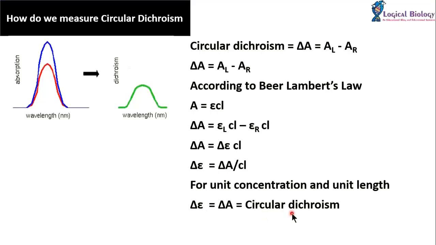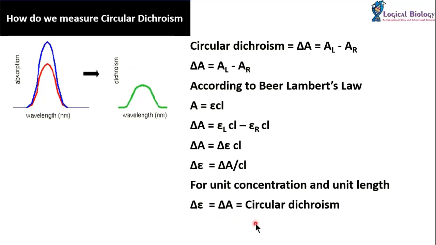So the circular dichroism can be measured as the difference between the absorbance of left and right-handed light, as well as the difference between the molar extinction coefficient for left-handed and right-handed light. So it is very simple. If the absorbance for left-handed light is more than right-handed light, then the circular dichroism will be positive, and if the absorbance of left-handed light is less than the right-handed light, then circular dichroism will be negative. It's very simple to measure.